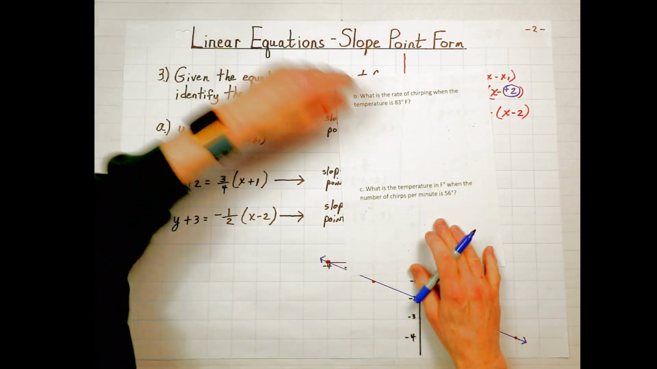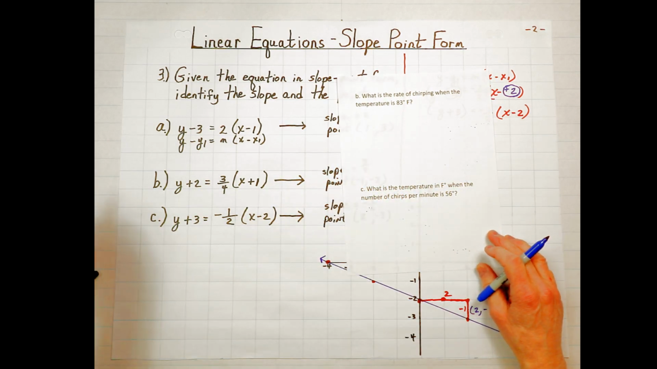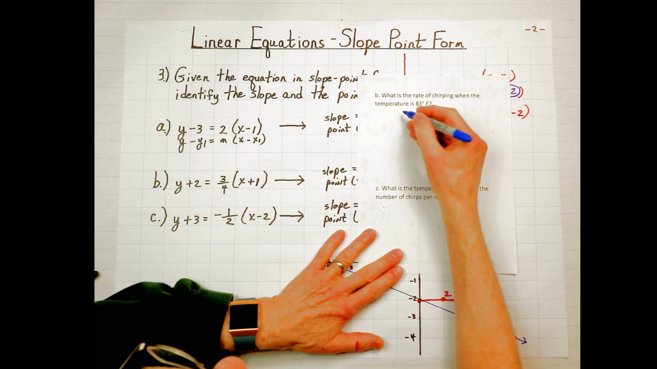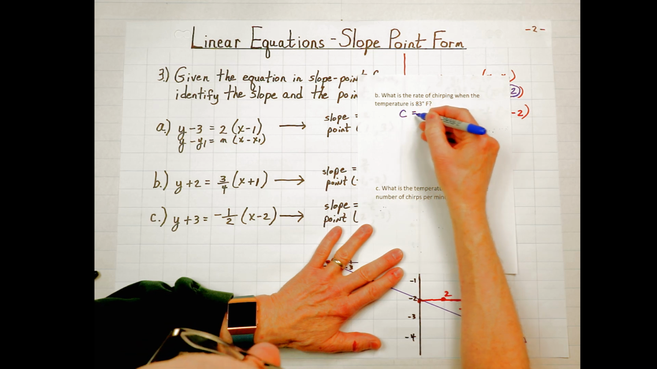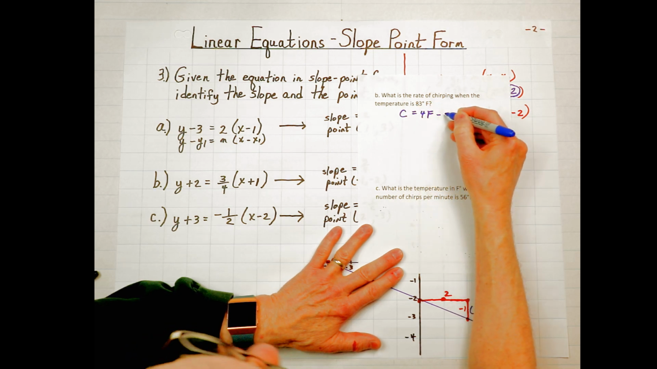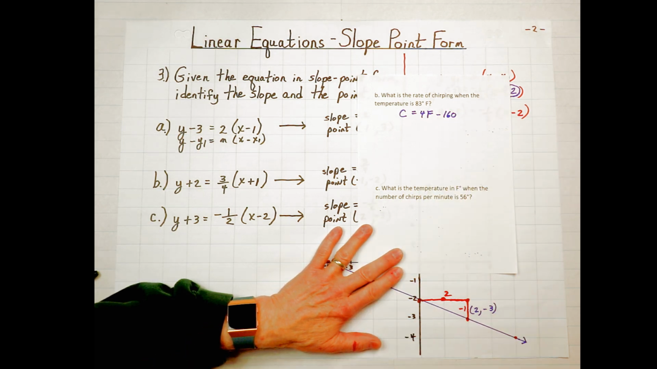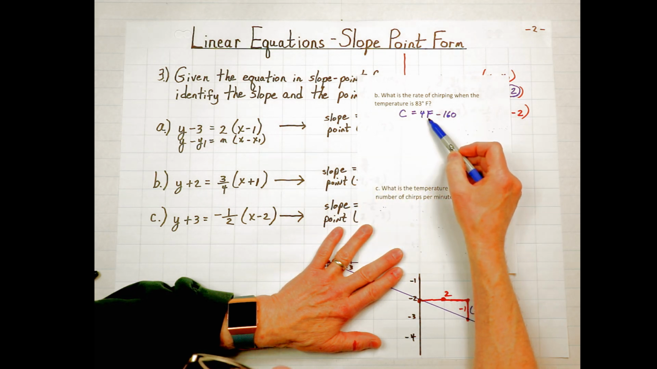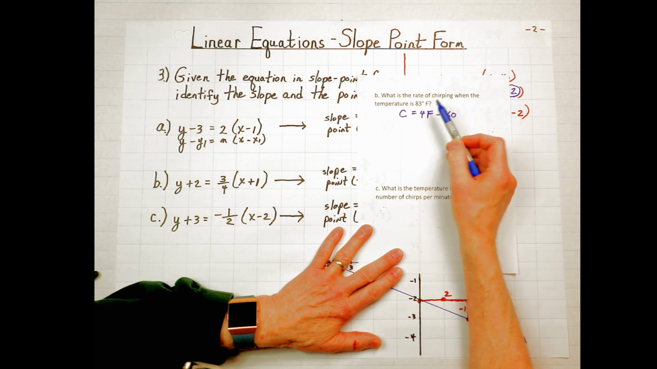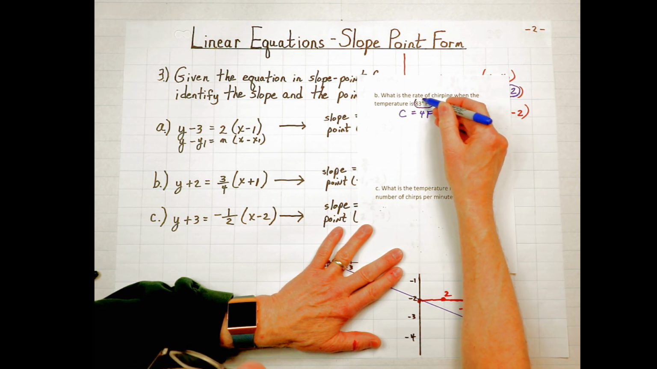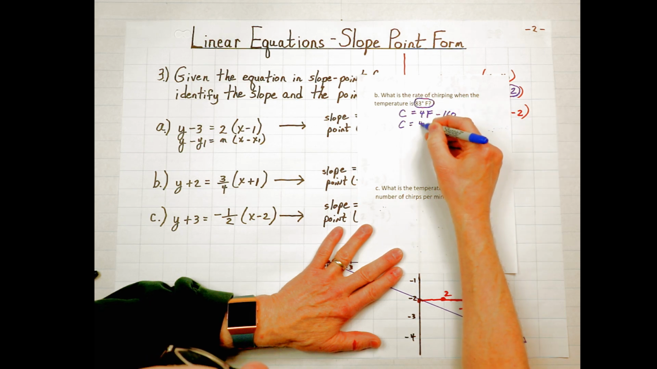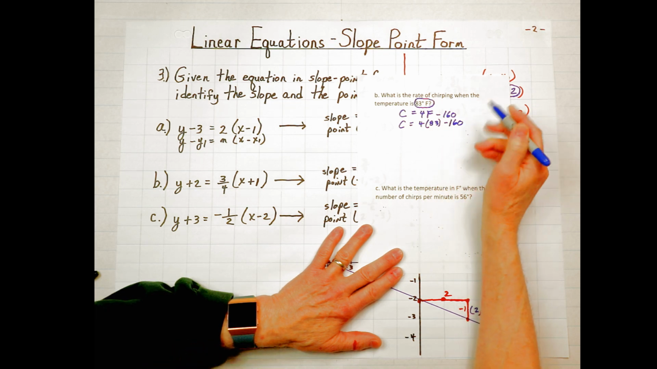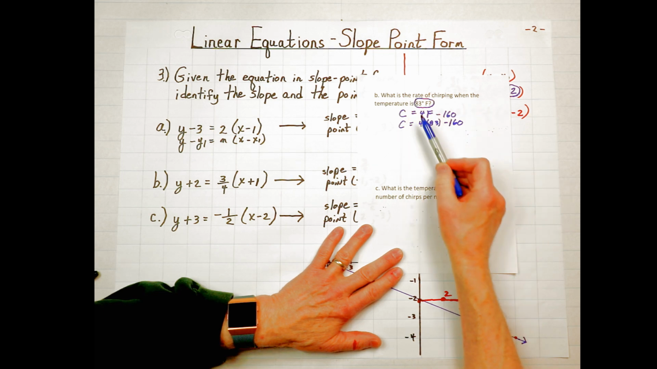Okay, so the next part of the question says, what is the rate of chirping when the temperature is 83 degrees Fahrenheit? So we're going to start off with our equation. Always start with the equation. Can't go wrong. All right, so 83 degrees Fahrenheit. Where does the 83 go in here? What is the rate of chirping when the temperature is 83? Well, it tells us right here that 83 is F. So we're going to do 4 times 83 minus 160. See how easy it is when you use the letters from the question?